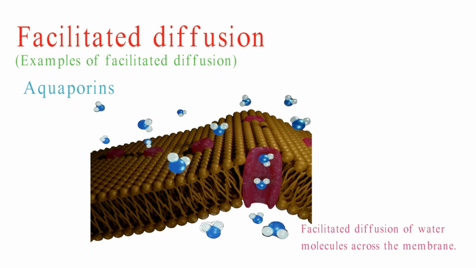Facilitated diffusion is a vital process in maintaining the homeostasis of the cell by ensuring the controlled passage of specific molecules in response to the cell's needs and the surrounding conditions. Both of these processes, diffusion and facilitated diffusion, were examples of passive transport. Now let's talk about active transport.